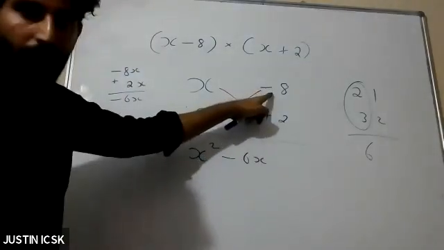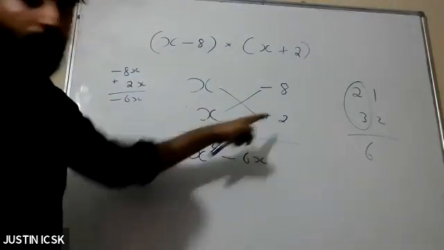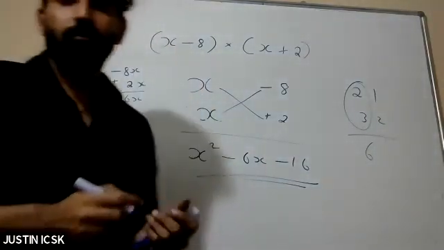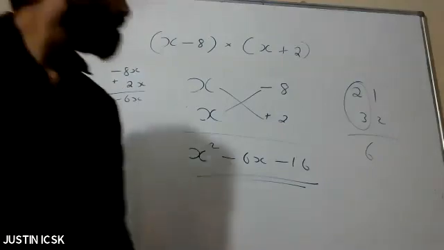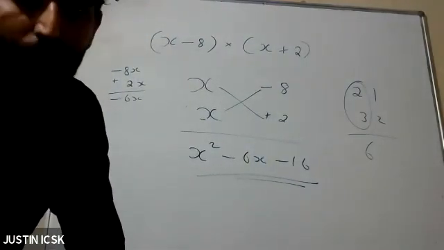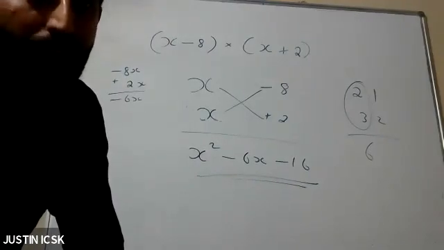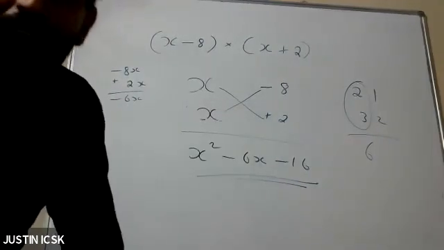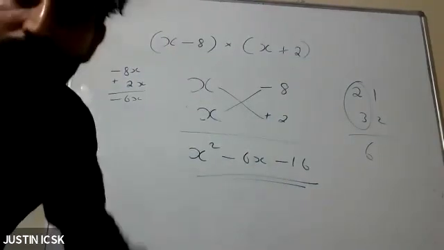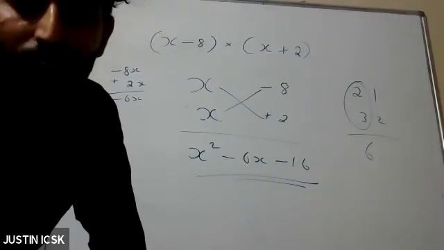Now if you multiply minus 8 into 2, minus 8 into 2 is minus 16. So like this you can check. This cross method we can use for multiplication. Not only multiplication, any number. If you want to find percentage also, you can use the criss-cross method. Everything is connected.